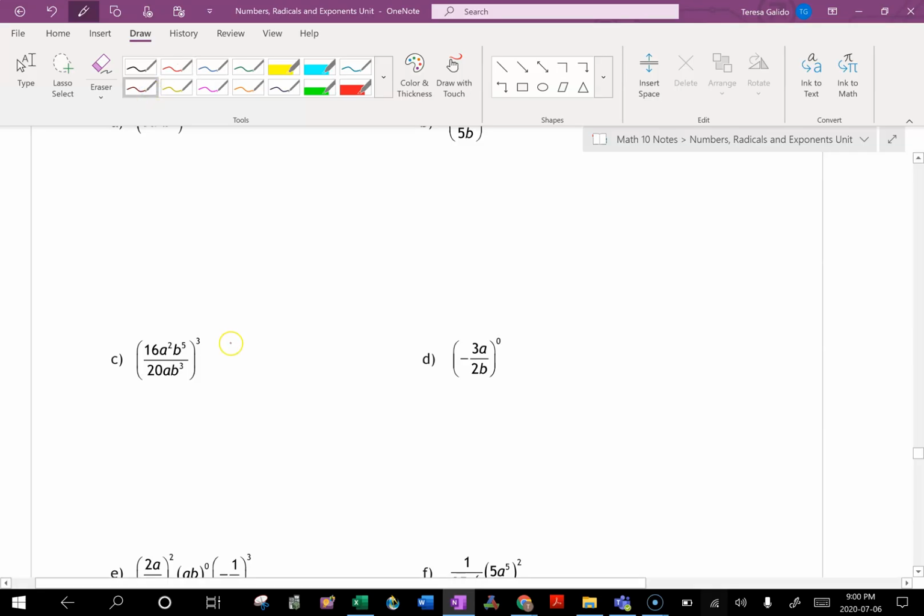So let's simplify first and then we can put them all as a power of 3. So in this case, 16 and 20. What can you simplify or what can you cancel out from 16 and 20? 16 and 20 can both be divided by 4. So 16 divided by 4 is just actually 4. 20 divided by 4 is just actually 5. So this guy becomes 4 over 5.